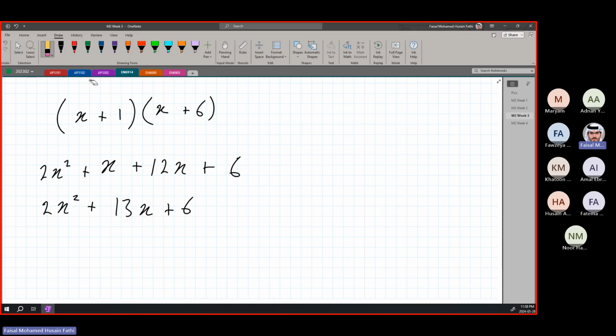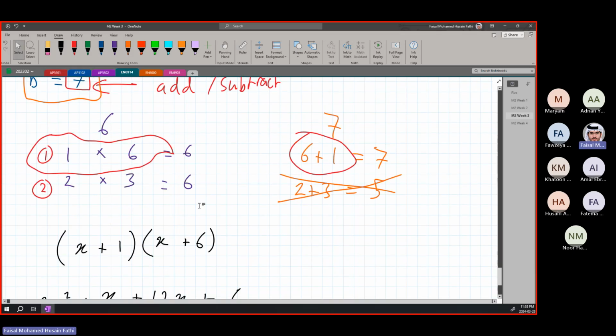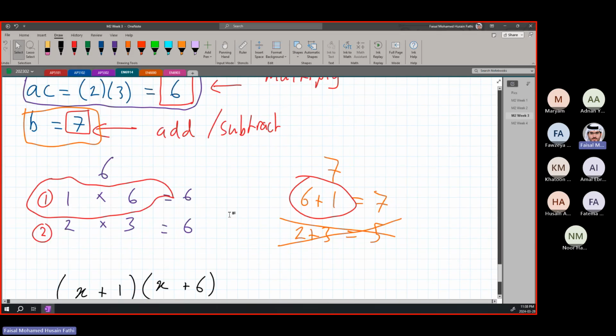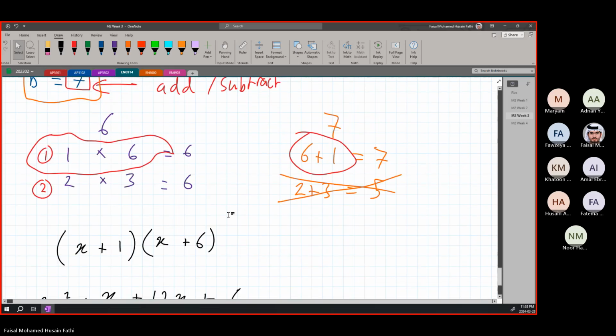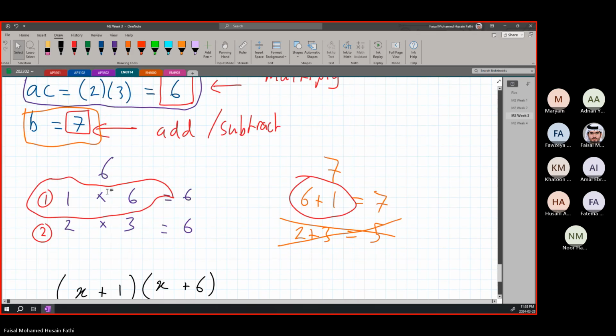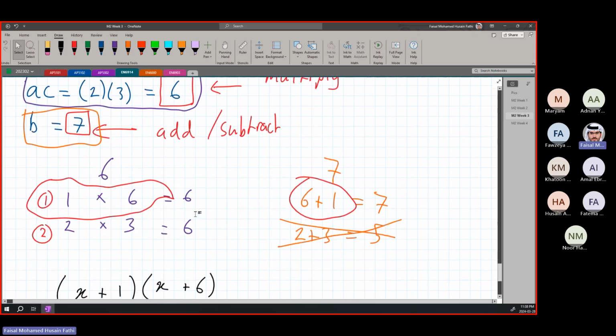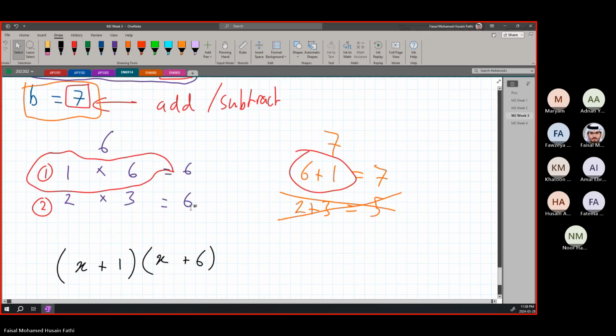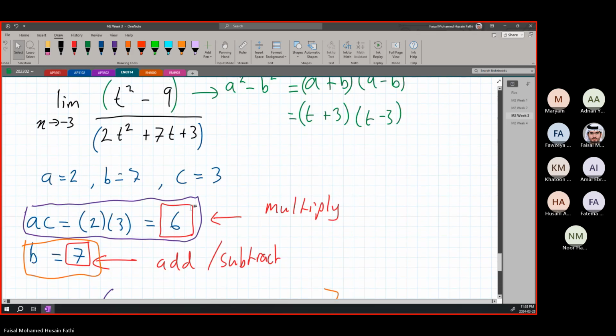One second. Is my factorizing correct here? Just making sure. Six times 1, 7. 3, 6, okay. Two into t squared plus 7t plus 3. 2 AC is 6. B is.